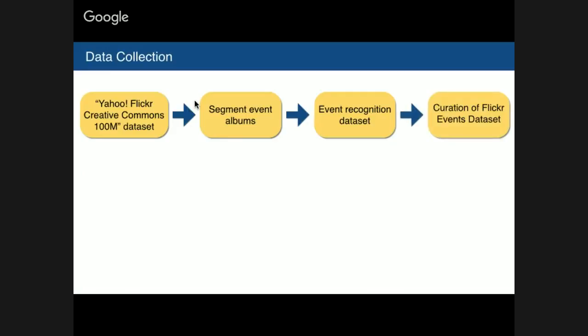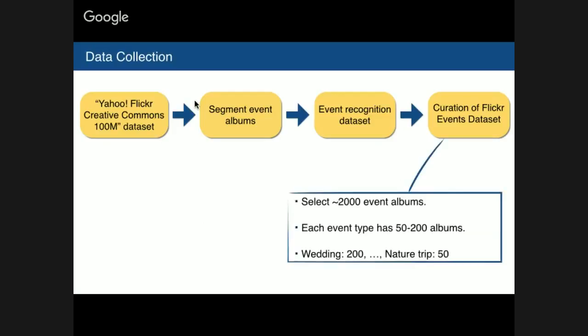And after this, we have 20,000 labeled event albums, and then we want to further create our curation data set for our problem. Because of the limitation of our budget, we select about 2,000 event albums, and those albums cover the 23 event types, and each event type has 50 to 200 albums.